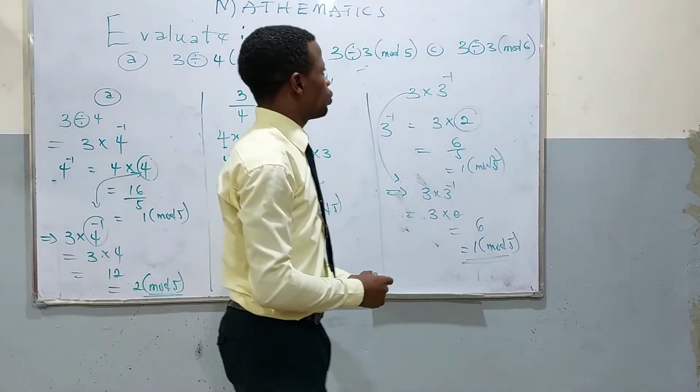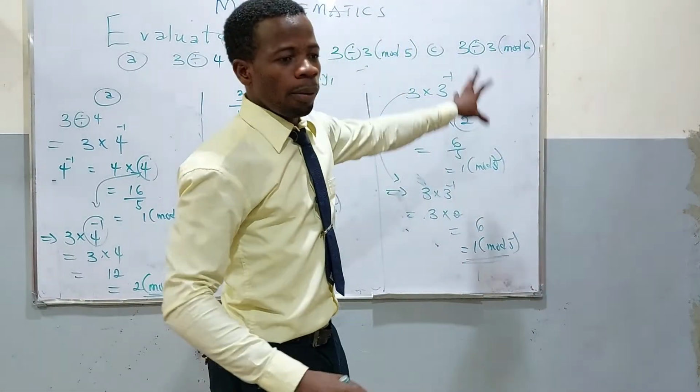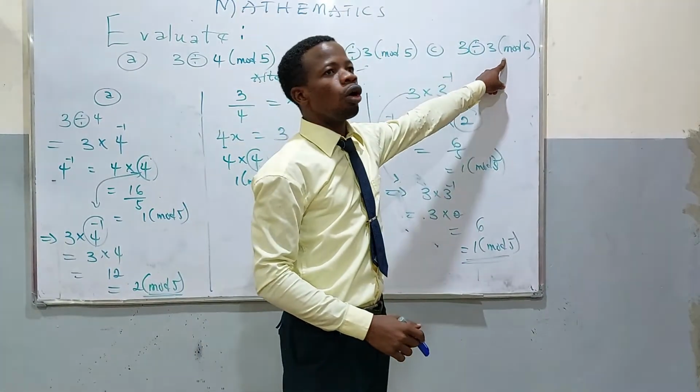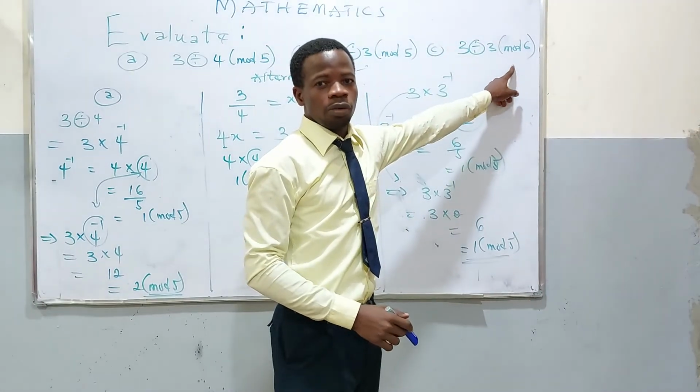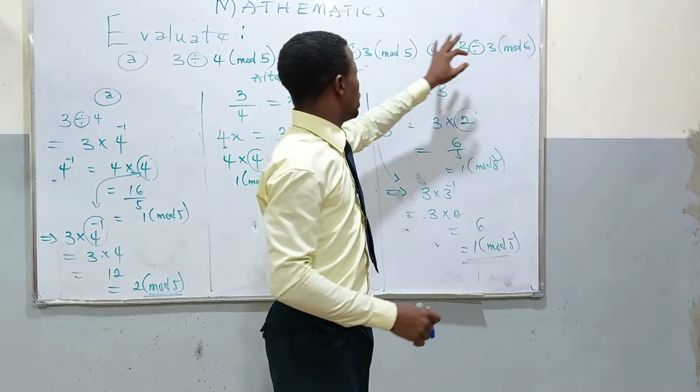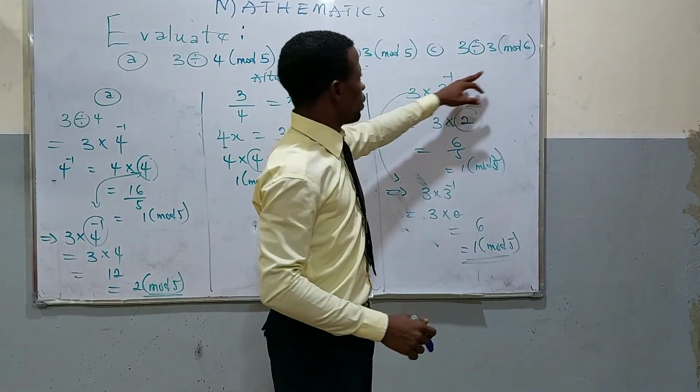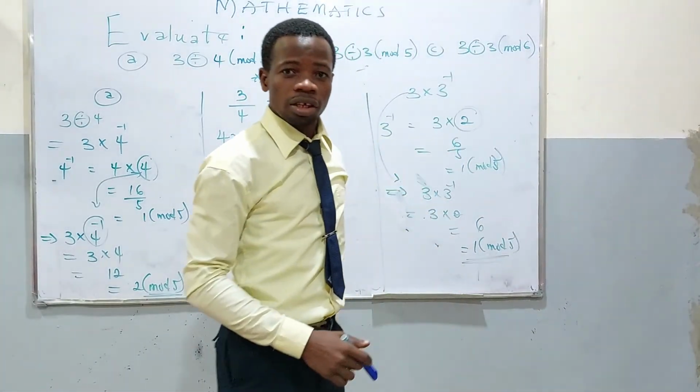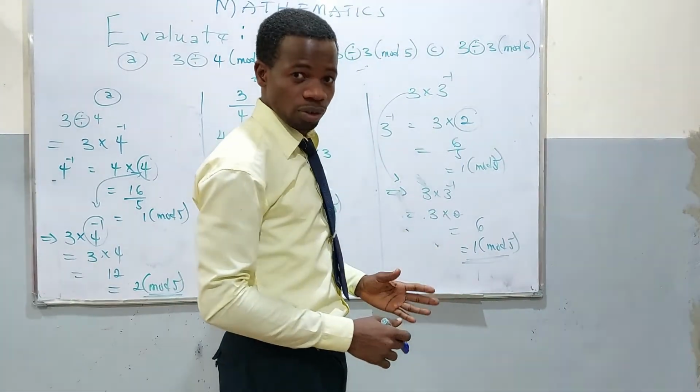Here we stop. Try this question now. But for this one, we need to use all the remainders of 6, because we can have more than one answer for this. It's more or less different from this. You get it? So try it out.